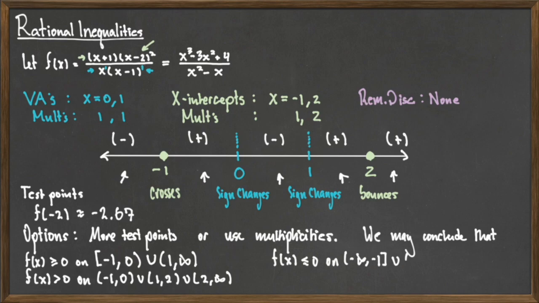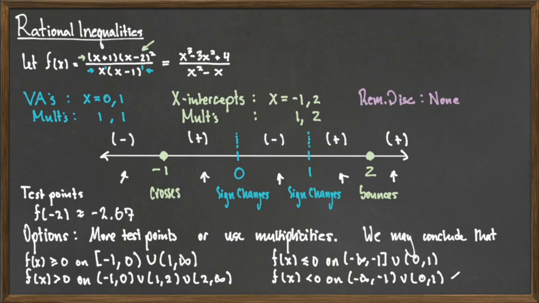Alright, and then we'll conclude by giving the inequality results for f of x less than or equal to 0, and f of x strictly less than 0. Just like before, I'm just going to read through my sign chart. Instead, I'm going to look for every place where I have a negative sign. So f of x is less than or equal to 0 on the interval from -infinity to -1 included, union with 0 to 1. Again, same thing.